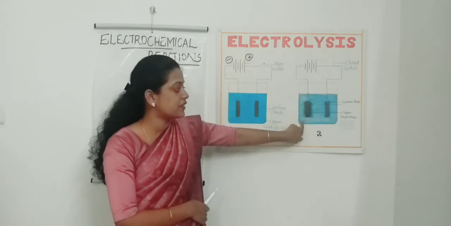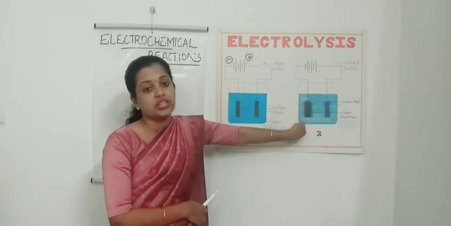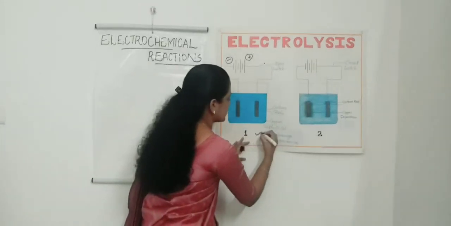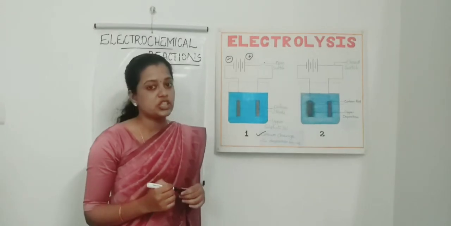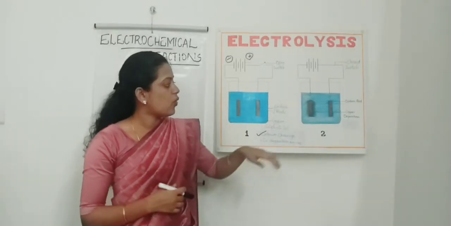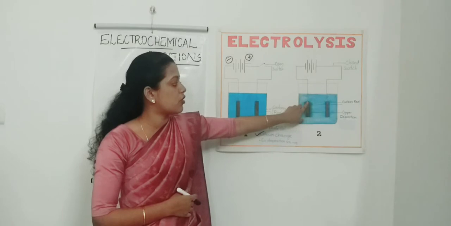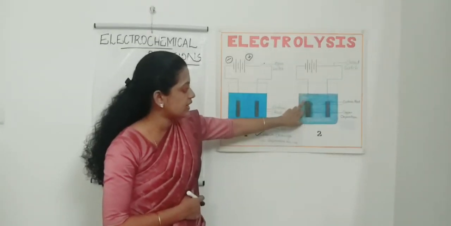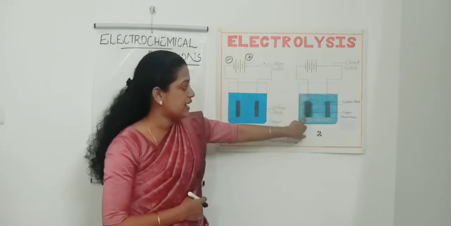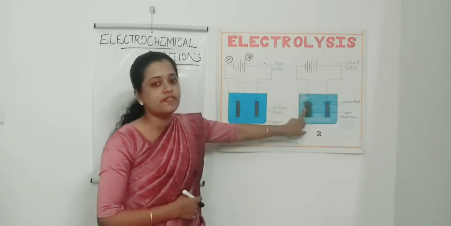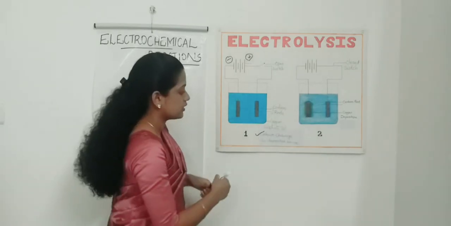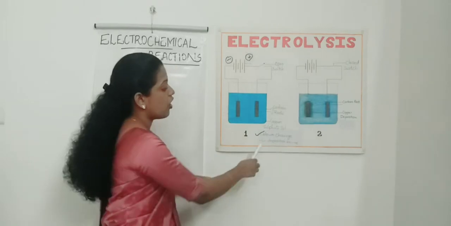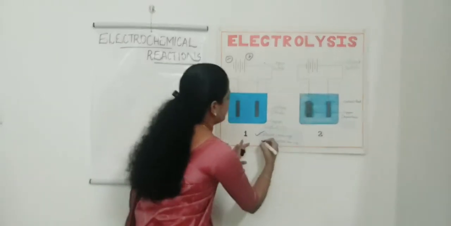Yes, the color of the copper sulfate solution has changed. Isn't it? You can see a color change. And what happened to the carbon rod connected to the negative terminal? Yes, there is a deposition and it is the deposition of copper. So, the second observation is copper deposition on the negative rod.